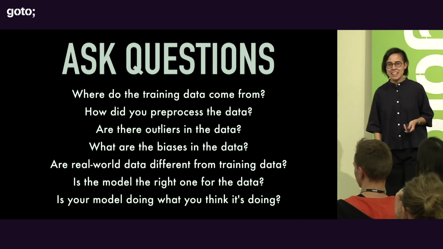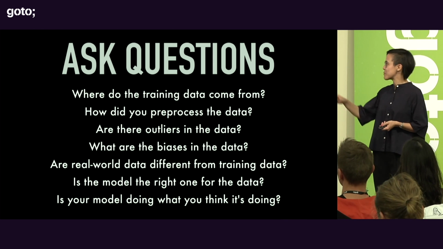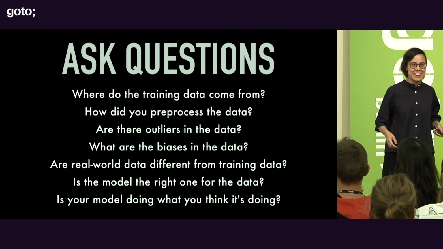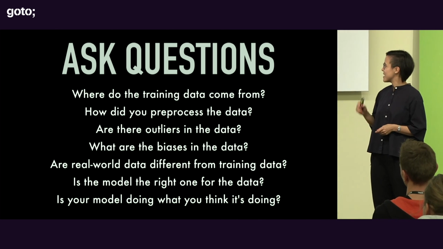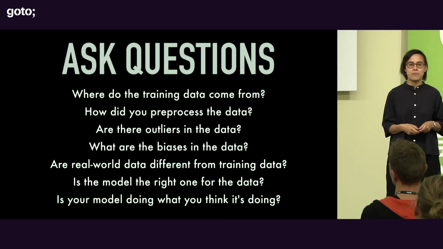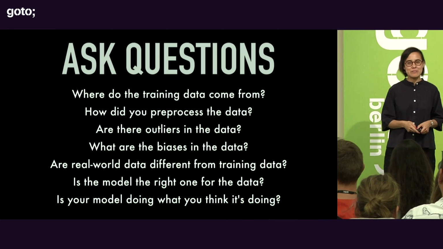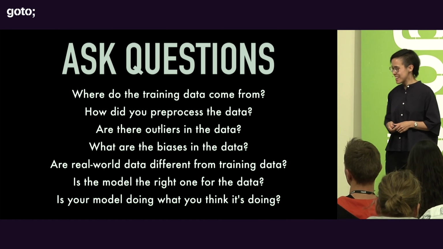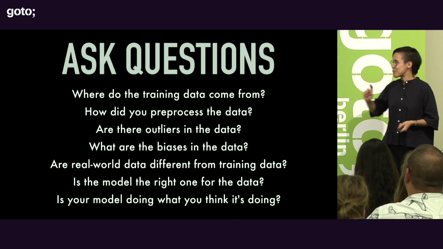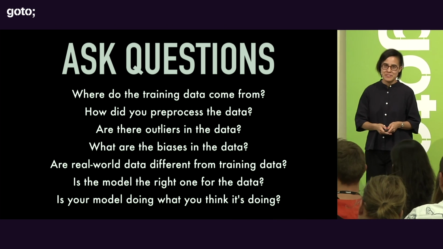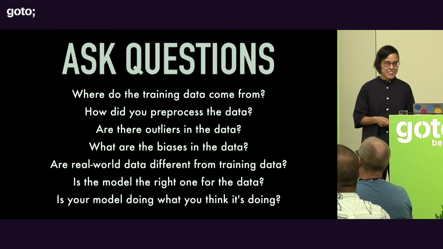So you should look at your data even harder. And are the real-world data different from your training data? Which, of course, it might be. And is the model the right model for the data as well? If you want to explain the decisions of the model, you shouldn't be using even the decision tree, because that can get very messy. And the last one, is your model doing what you think it's actually doing? That's a tricky one, and we all fall for that.